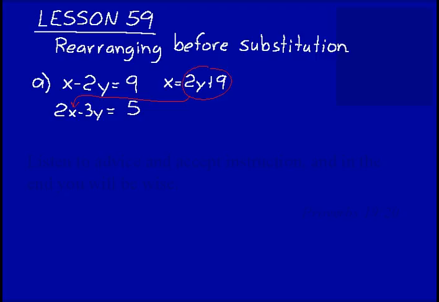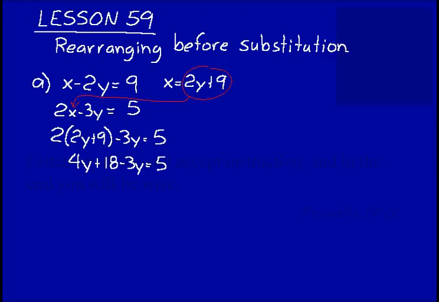We can do this substitution because those are equal relationships. X equals 2y plus 9. We're saying that's what x equals, and so we can put it in there for x in the second equation. It's just another way of representing x. So now we can say 2 parentheses 2y plus 9 minus 3y is equal to 5. Then we can go ahead and simplify that. 2 times 2y is 4y plus 2 times 9 is 18 minus 3y is equal to 5.